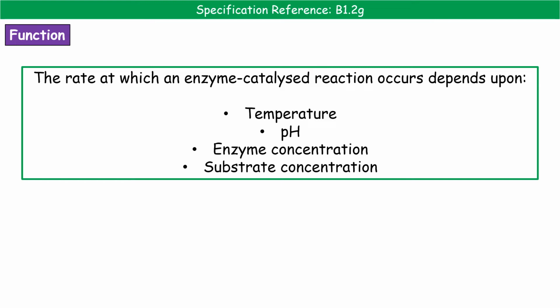We need to know about 4 factors that are going to affect the rate at which enzyme catalyzed reactions occur. They are temperature, pH, and then the concentration of the enzyme and the concentration of the substrate. This is going to be an important section because one of the assessed practicals for the higher tier folks is about enzymes. So we'll talk about that as we look at the actual effects.